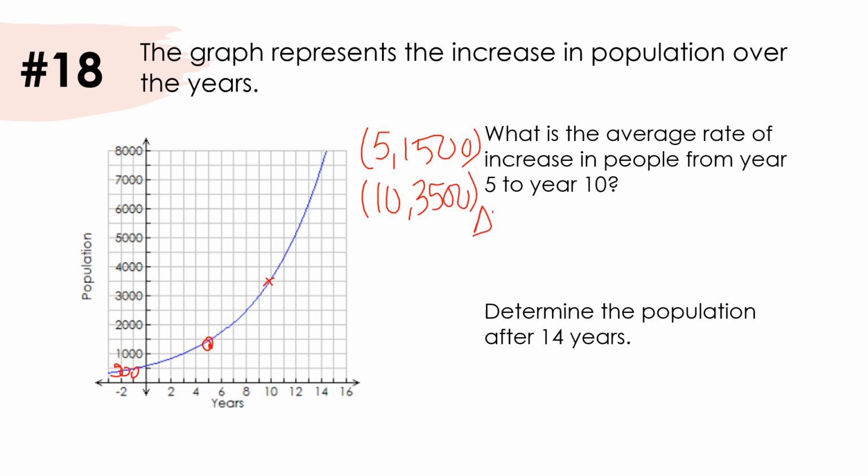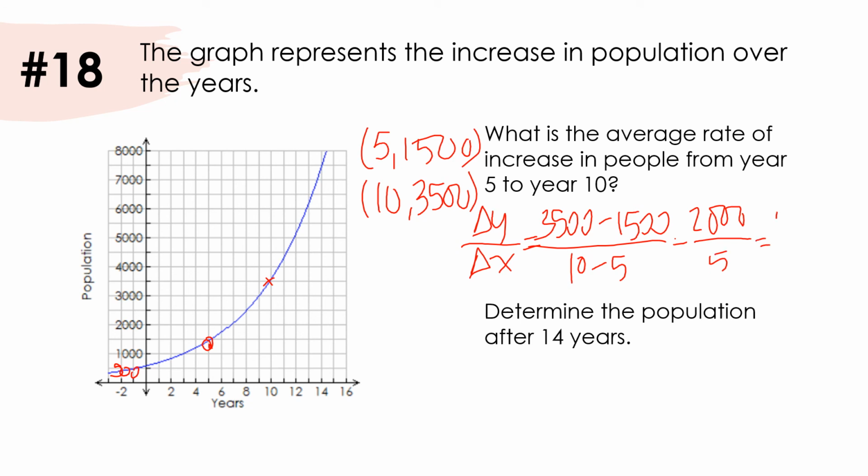All right, so change in y over change in x. 3,500 minus 1,500, which is 2,000, over 10 minus 5. So we have 2,000 over 5, which is 400 people per year. And then determine the population after 14 years. Well, go to year 14 and then go up. Oh, that did not draw that very straight. Let's try that again. All right, looks like it's right here. And go over, looks to be 7,500 people.